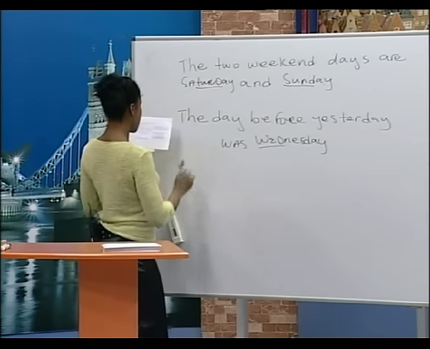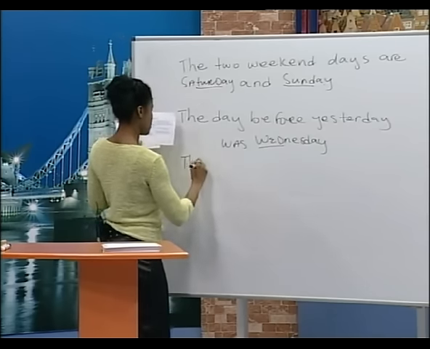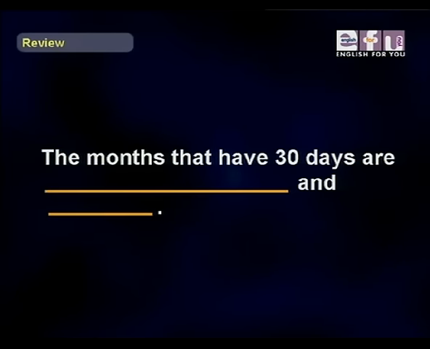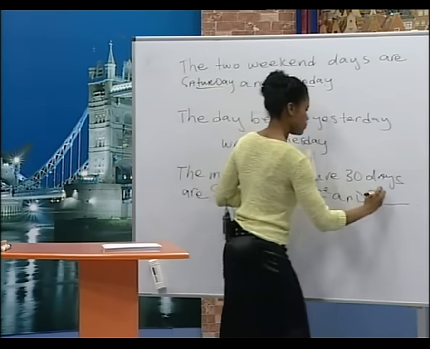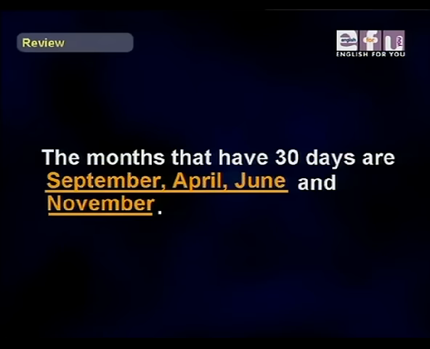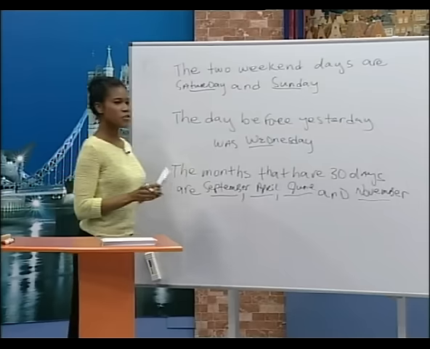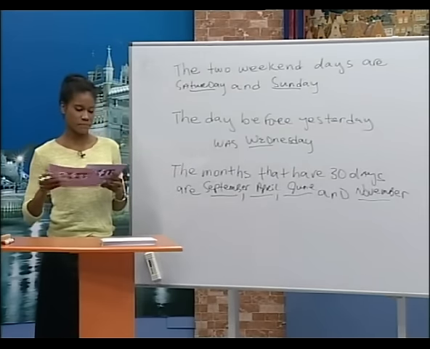Okay, Alberto, this one's for you. It's a long one. The months that have 30 days are September, April, June, and November. Very good. So the months that have 30 days are September, April, June, and November. Good job, you've all been paying very good attention.